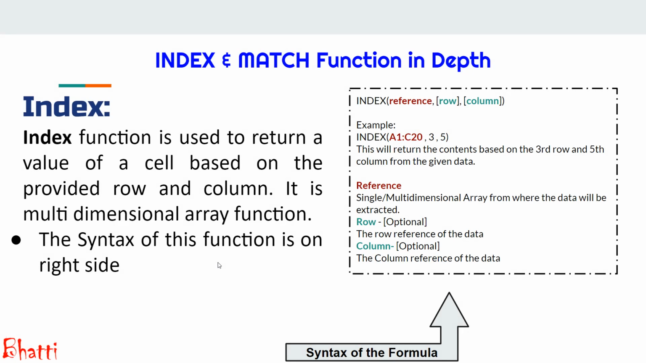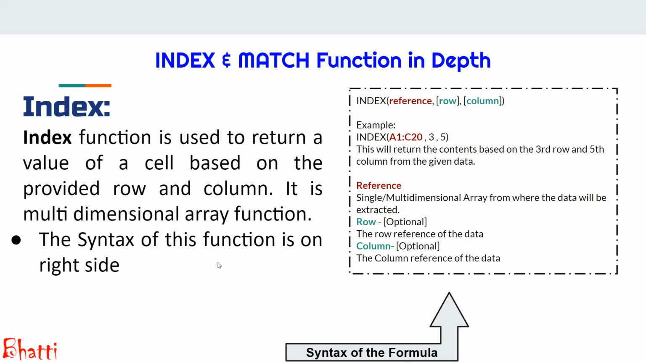Index function will return a value based on the provided row and column number. The syntax is on our right side: index, reference, row comma column. Row and column both are optional. So the example is index A1 to C20, 3, 5. So this function will go to the row number 3 and column number 5. Wherever there is intersection, it will return that value to the cell where we use the index function.